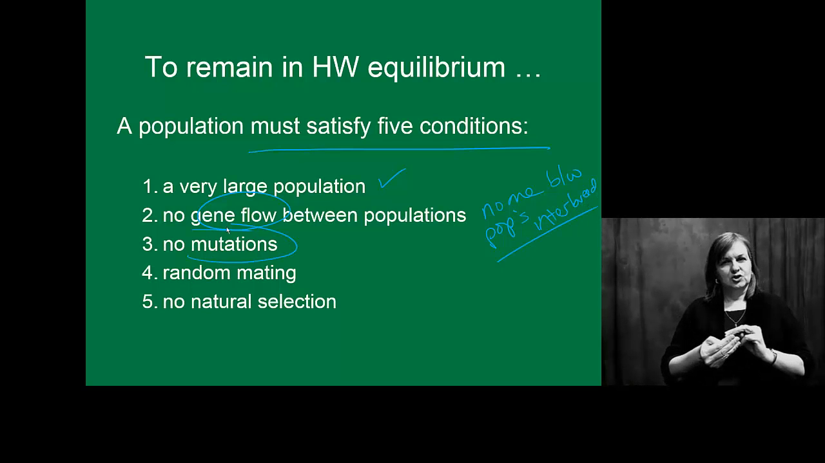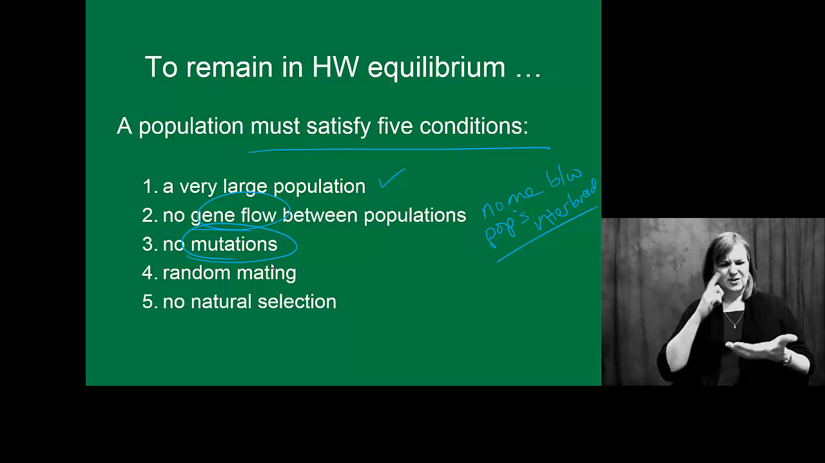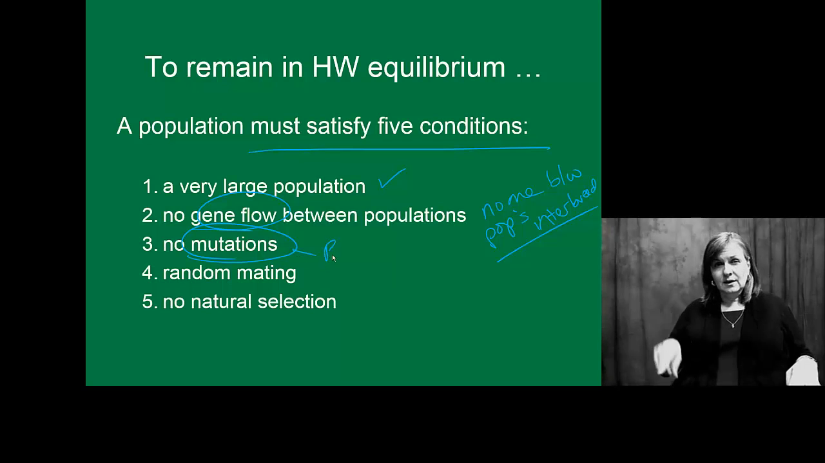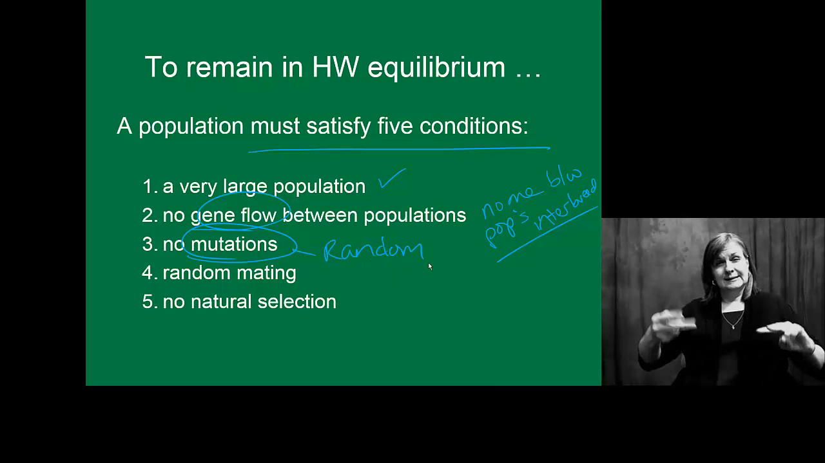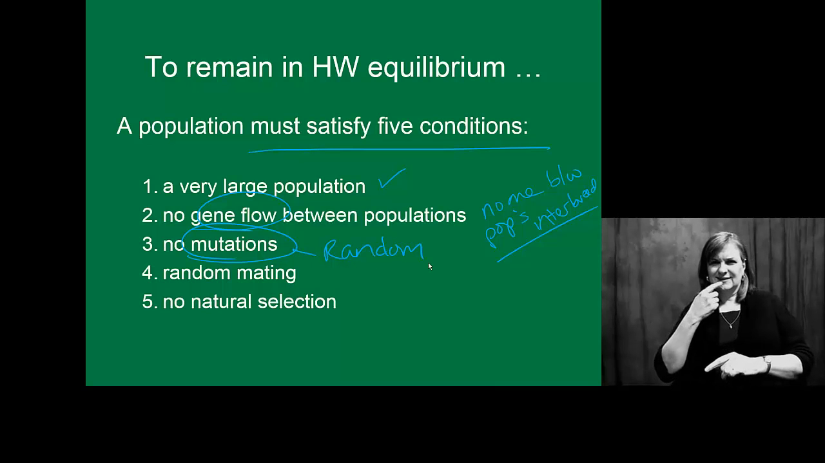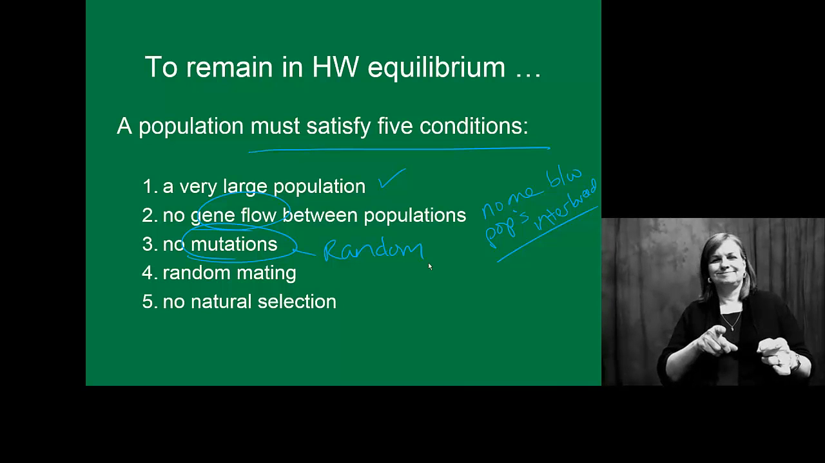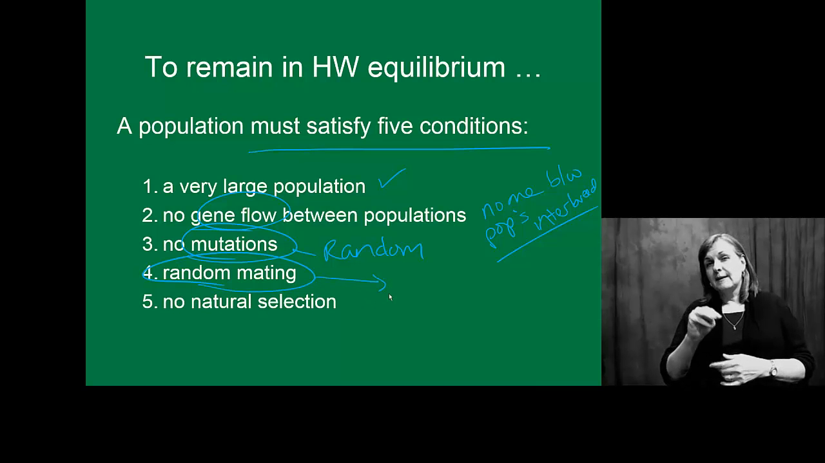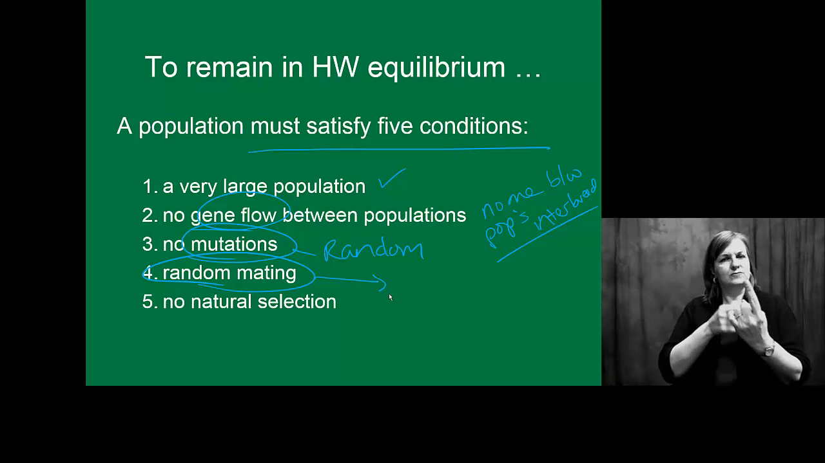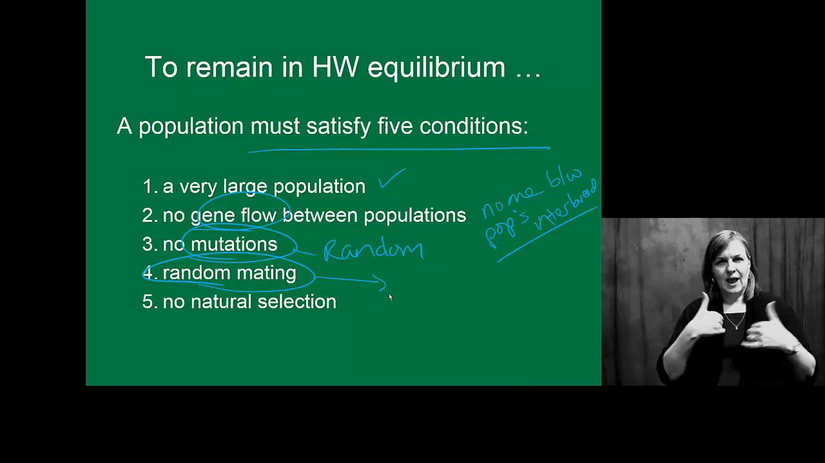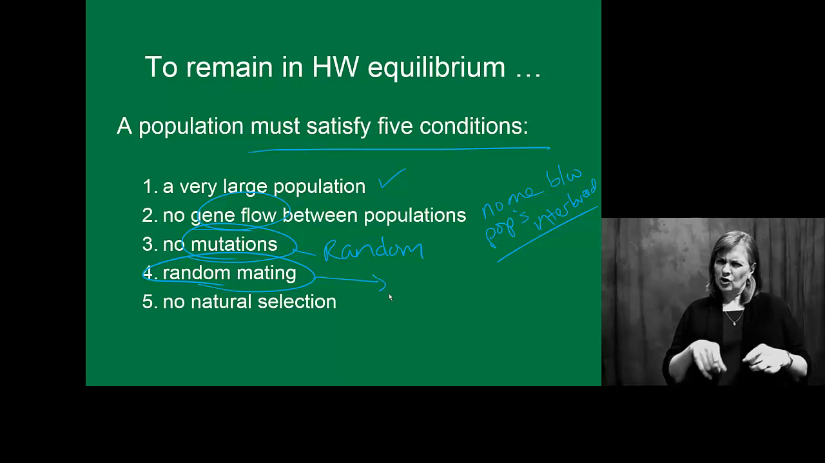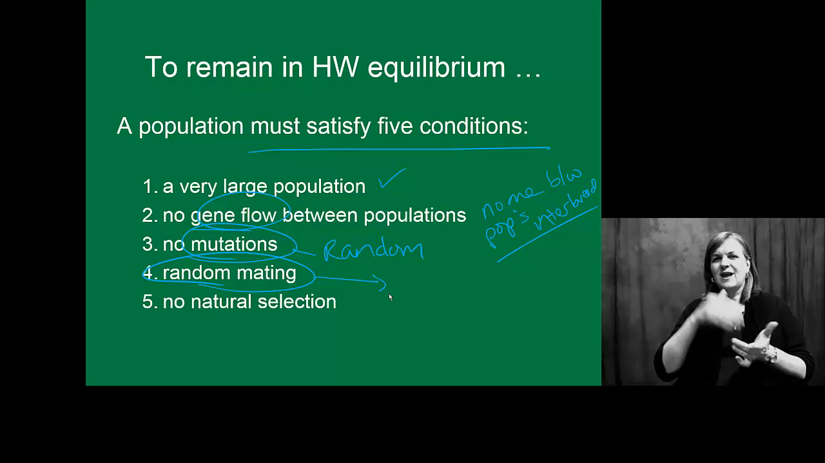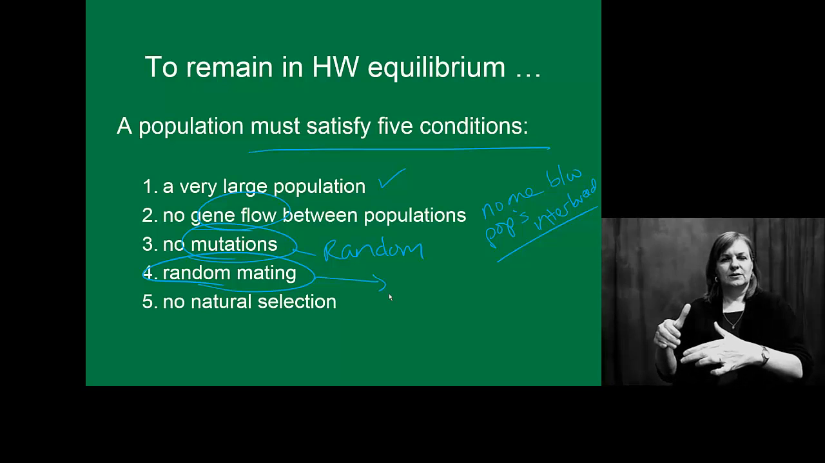There are no mutations. So automatically, this should send up red flags for you. Mutations are random, right? They happen all the time in DNA replication. So to say that a mutation would never occur is kind of far-fetched. Random mating. This means that the next person that you bump into in the hallway is the person that you're going to have offspring with of the opposite sex, okay? So does that occur? Well, it does in some cases, but not often for populations.